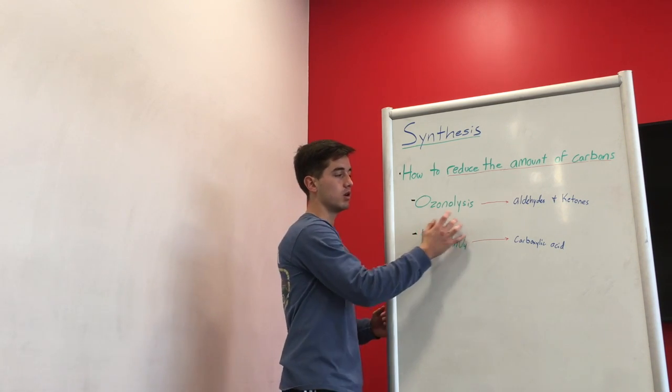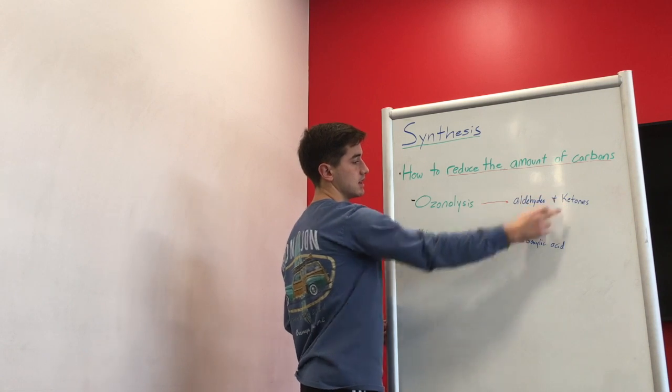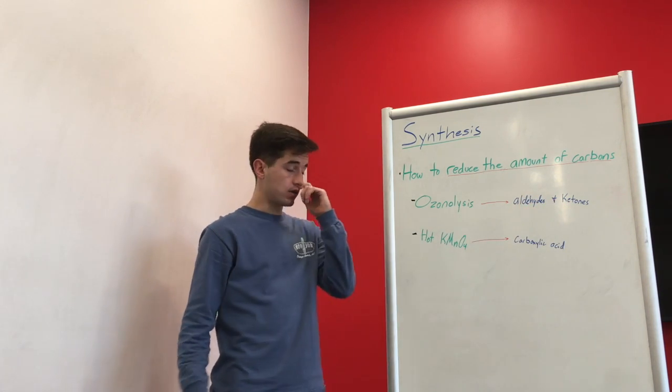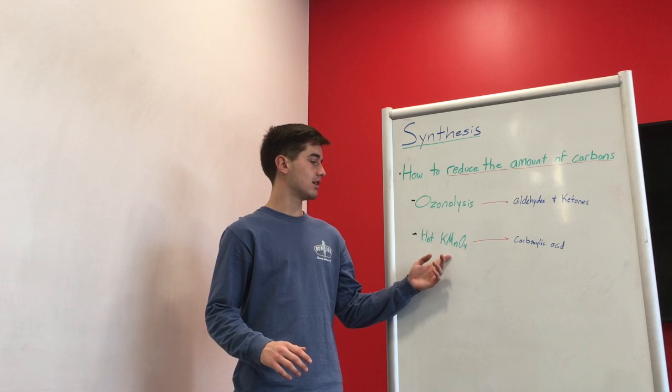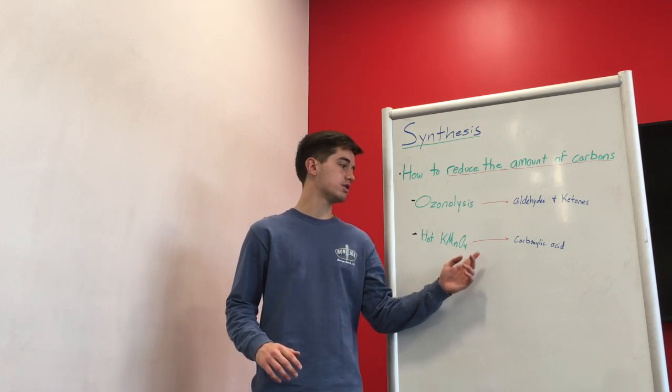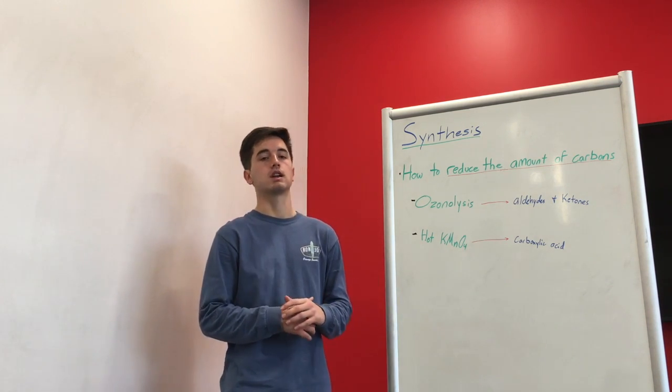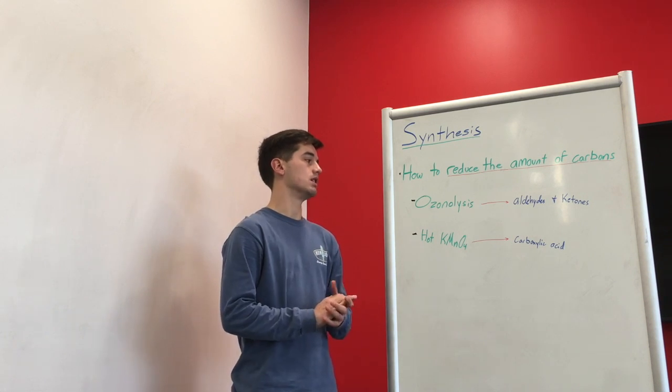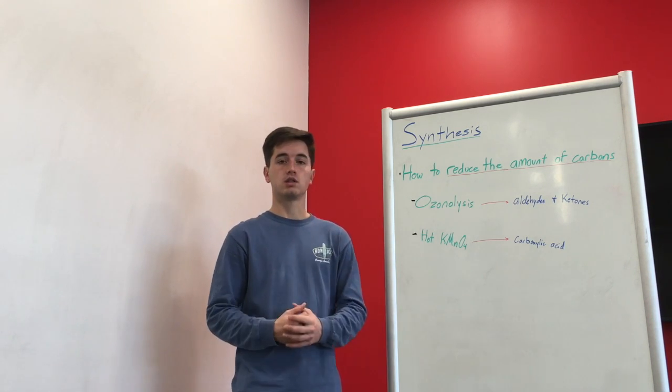And ozonolysis will produce aldehydes and ketones as the product after cutting the chain, and then hot KMnO4 will produce carboxylic acids after it cuts the chain. So let's go straight to some examples.